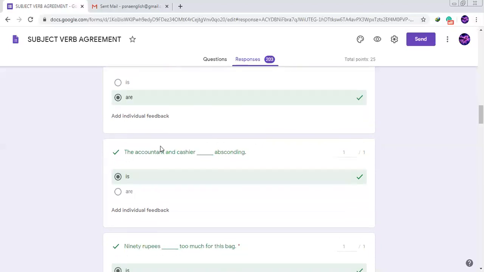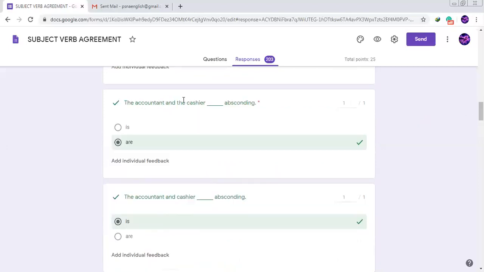Then the next rule: "the accountant and the cashier". Can you identify the difference between the two? Here, two articles are used. So the accountant is a different person and the cashier is a different person, so "are". But look at "the accountant and cashier". Only one article is combining both, which means a single person is working as both accountant and cashier. So only one article is used as a common factor.